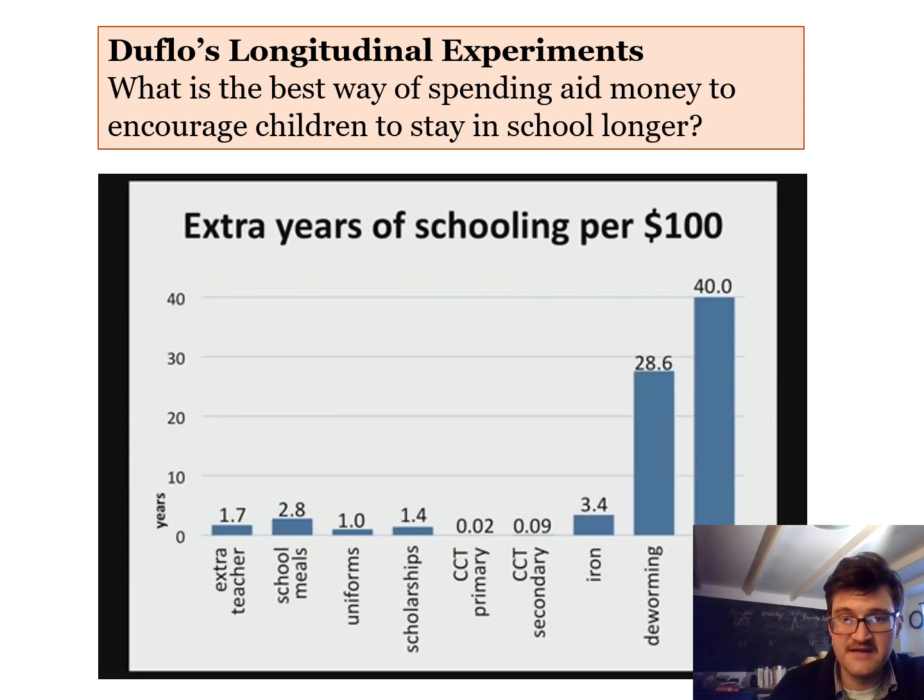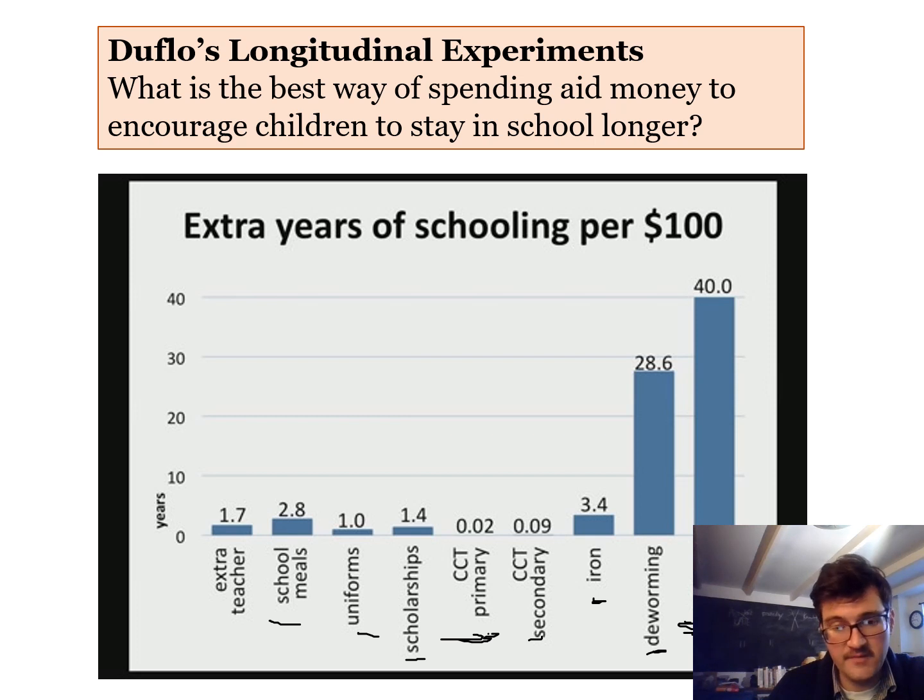What's the best way of spending aid money to encourage children to stay in school longer? Well, look at this. We can hire an extra teacher, provide school meals, provide uniforms, scholarships, closed circuit television, primary school, secondary school, iron supplements, deworming, and providing people information on the returns on education.